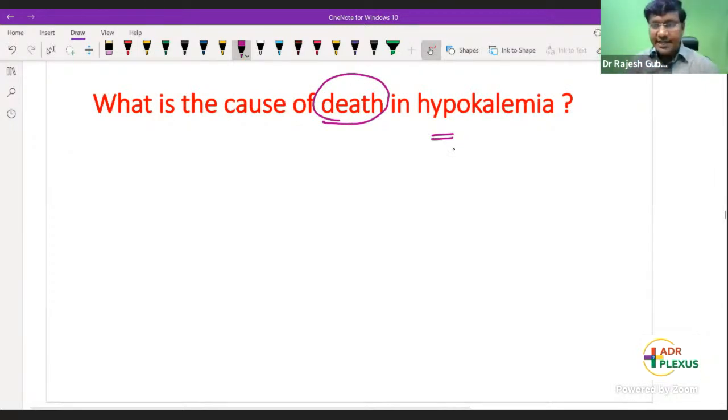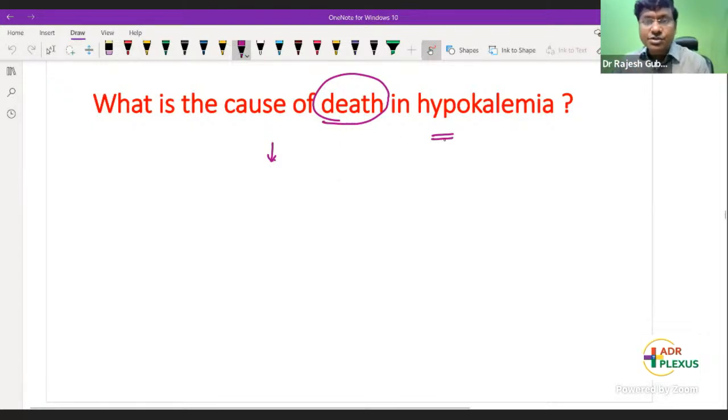What is the cause of death in hypokalemia? The cause of death in hyperkalemia was diastolic arrest. Then what is the cause of death in case of hypokalemia? Very, very important question. It is not arrhythmias. Not at all arrhythmias.